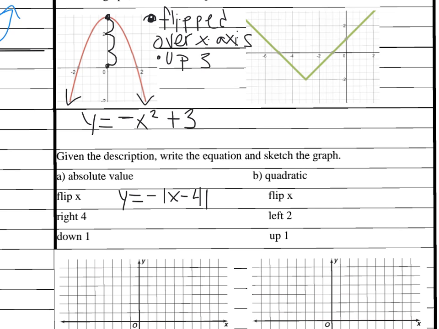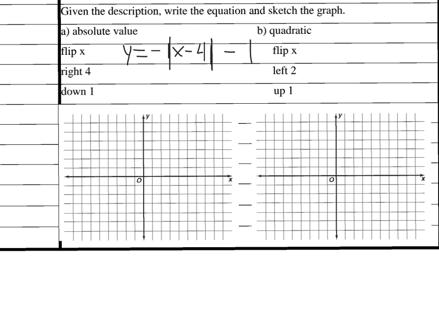So far we have shown that it is going to flip with the negative, and it's going to go right 4 by having x minus 4. Now just like in our example before, we went up 3, so we just put a plus 3 at the end of our equation here. So for this one, to go down 1, we just need to do a minus 1, and then that is our equation. When graphing, I find it helpful to think about where the vertex would be.